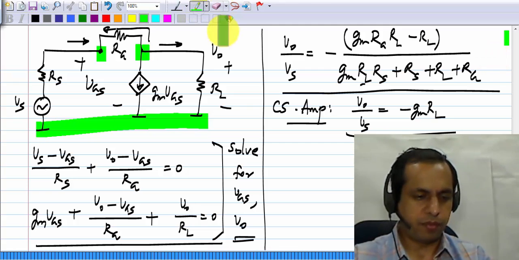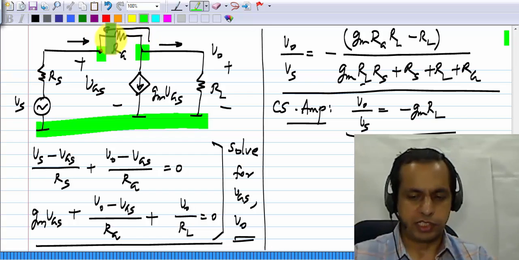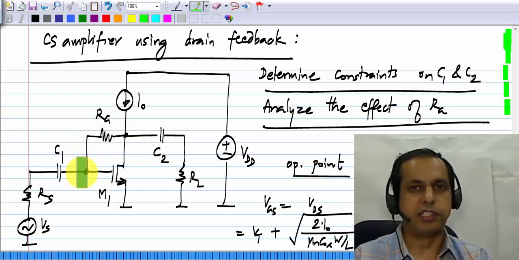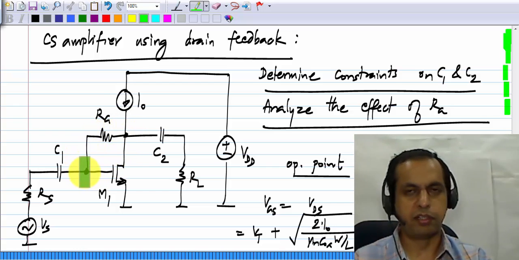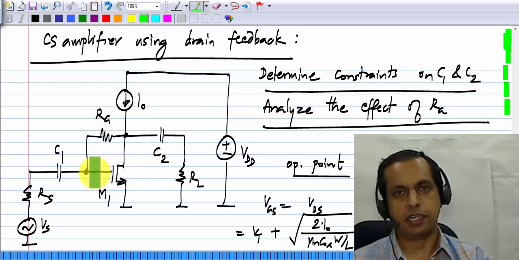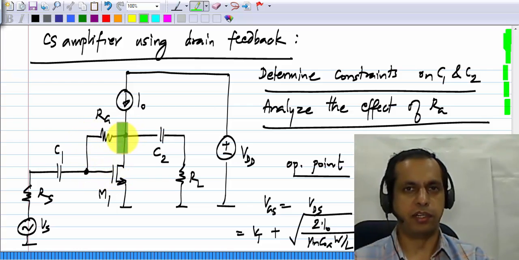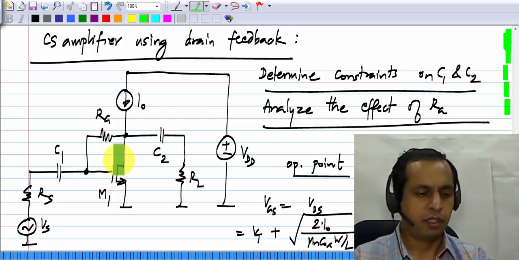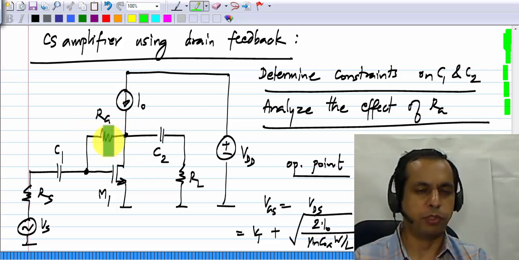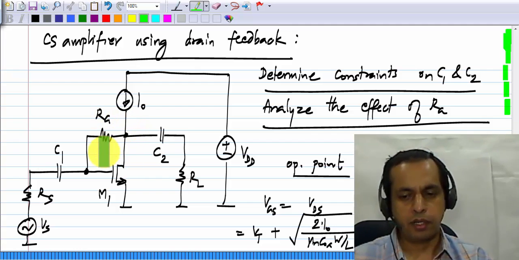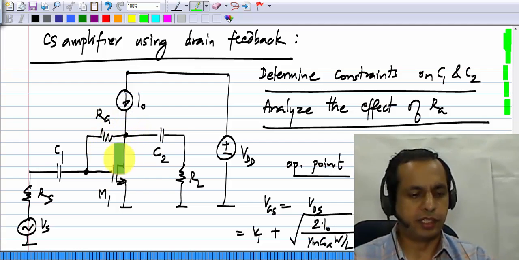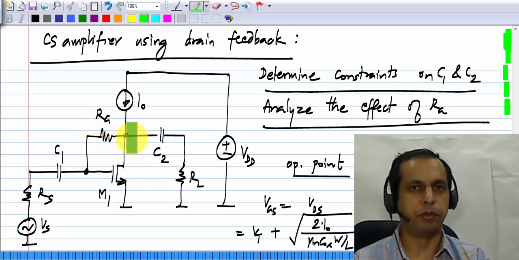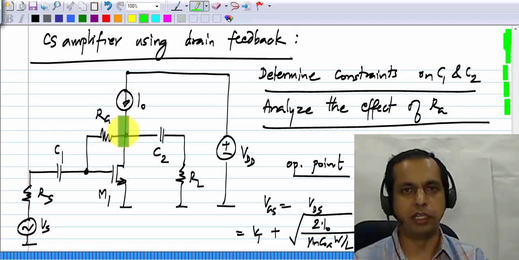First of all, why did we have this RG? We have this RG to provide DC feedback to the gate of the transistor. It's needed only for the DC picture. It's actually not there in the small signal incremental picture of the common source amplifier. So when a resistance is not there, meaning it's open circuited, its value is infinity. Okay, so even without doing anything else, you can guess that this RG has to be very large, because in the small signal picture it should be as good as not being there.